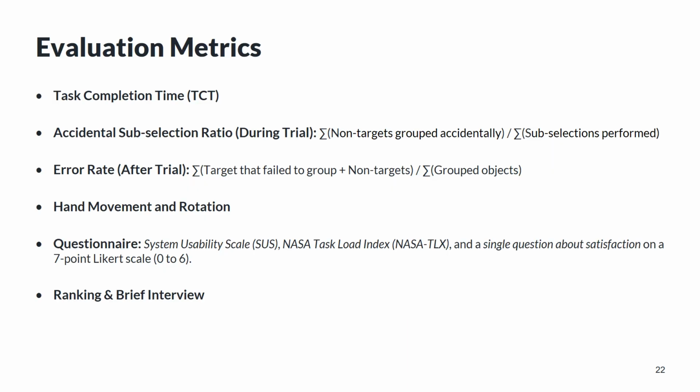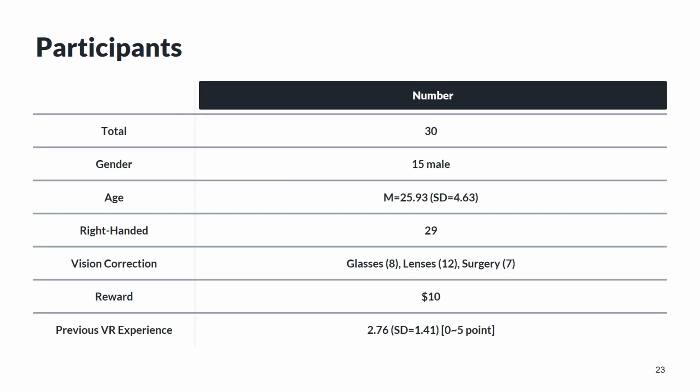For evaluation, we used these metrics: test completion time and accidental subselection during the trial, and error rate based on the grouping result. For fatigue evaluation, we measured hand movement and rotation. We also collected a questionnaire and ranking with a brief interview. With this experiment design, we recruited 30 participants from the university.